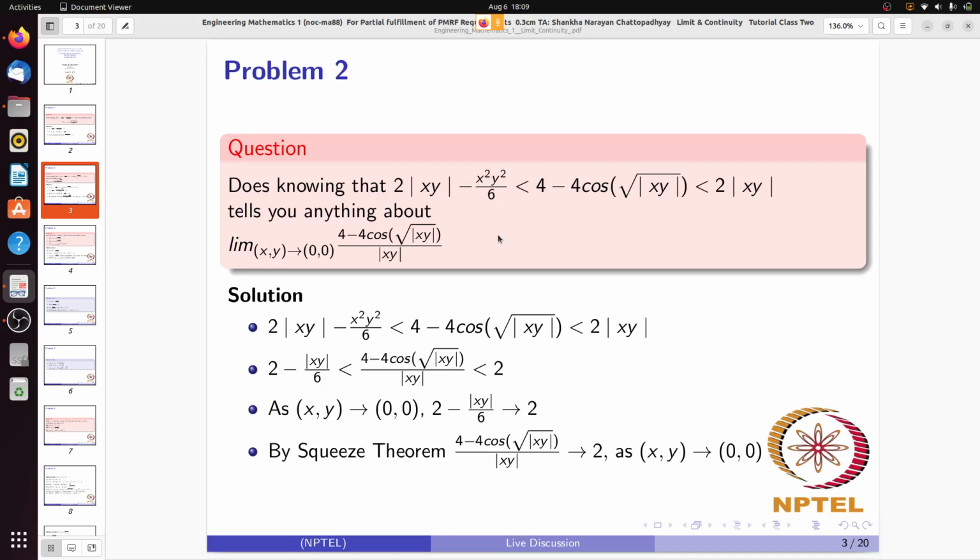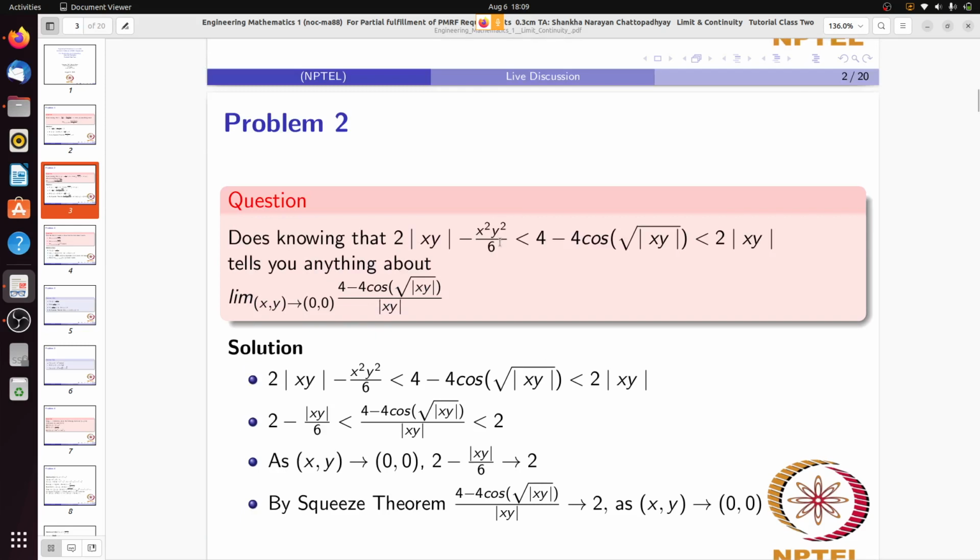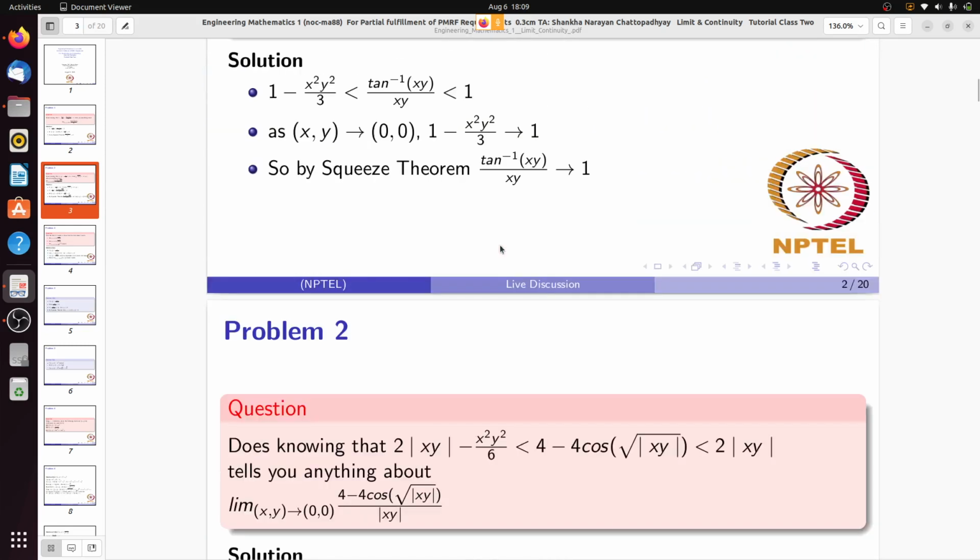Just think about it. I am just closing the solution. You try on your own first, then I will discuss a bit about how to do it. Just give it a try.